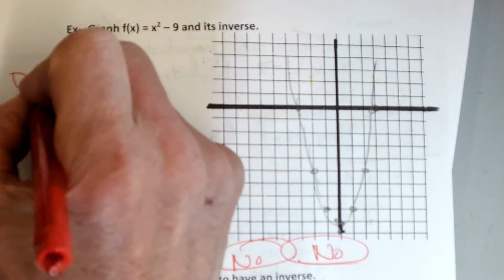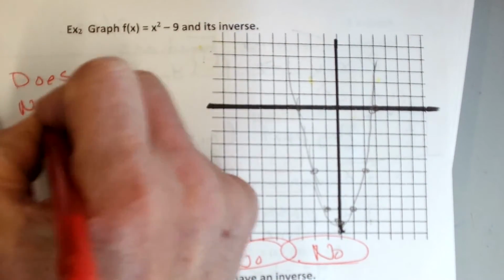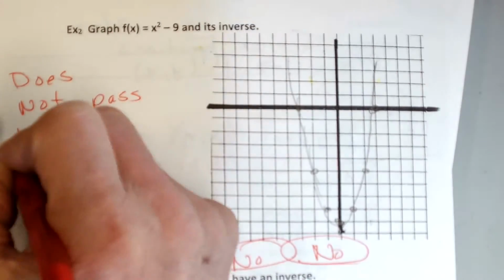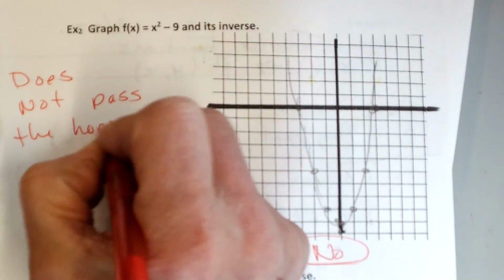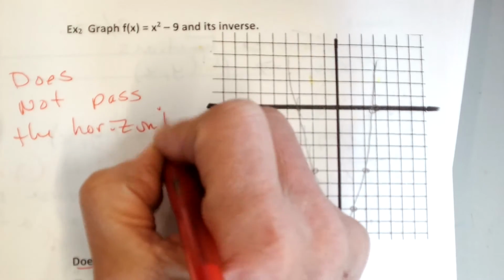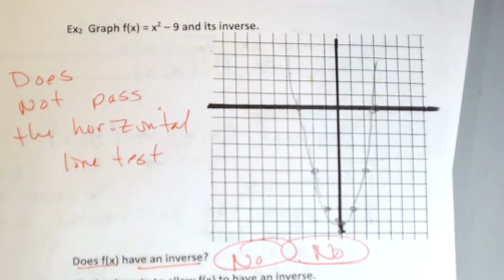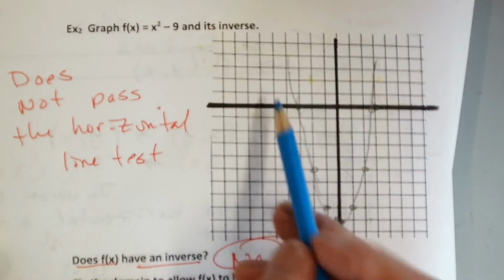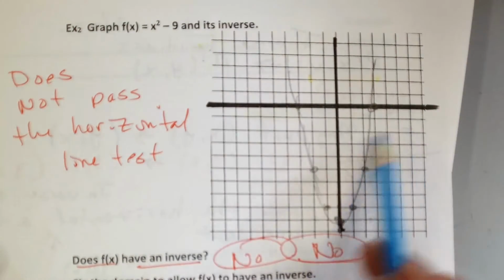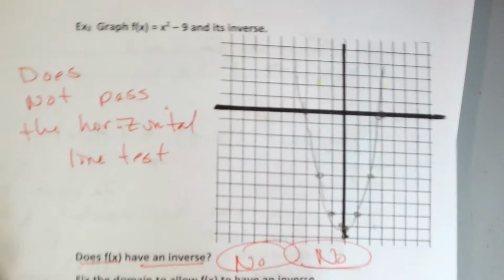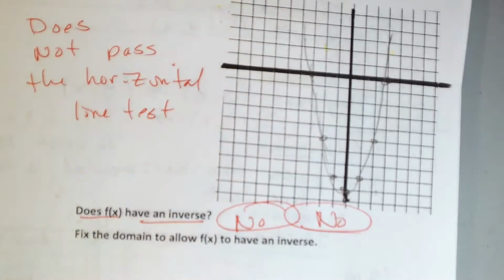So it does not pass the horizontal line test. Okay? If I were to try and draw a line straight across, it hits it twice, hits it twice, hits it twice. So what we want to do is make it a function. So we're going to fix it.